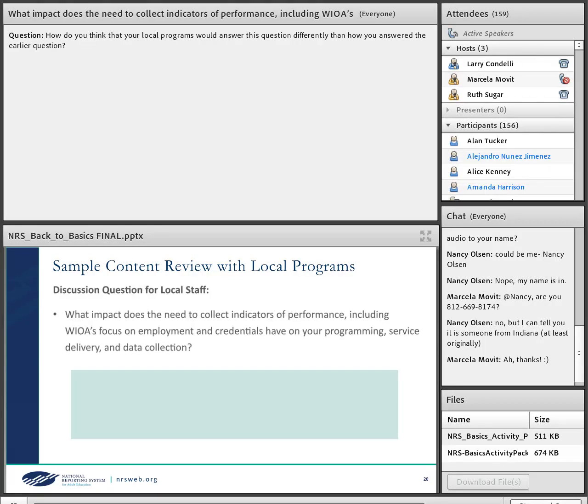We have this other question, which is in the packet, which is similar to what you just answered for us from the state perspective. And we did touch on what it is like for the local programs as well. But from their perspective, if they were answering this question, what impacts does the need to collect indicators of performance, including WIOA's focus on employment and credentials, have on their programming, service delivery, and data collection? So what are some things that may come out from the program perspective? So just a couple comments, then we'll move on to some more content.